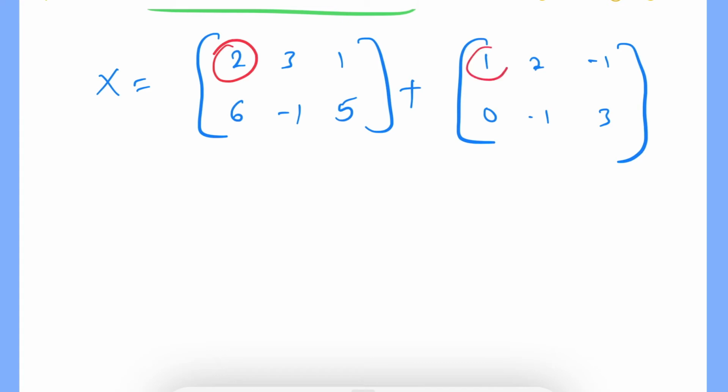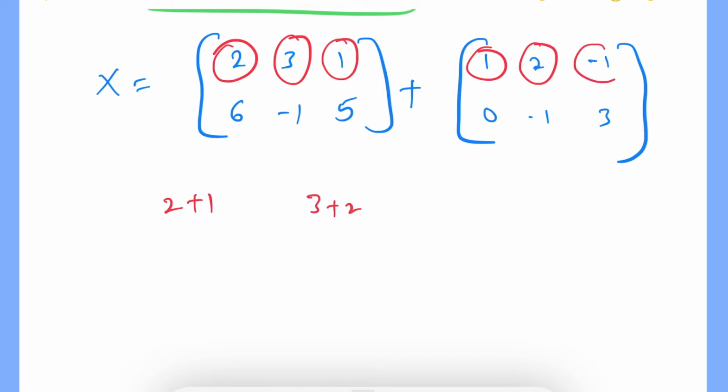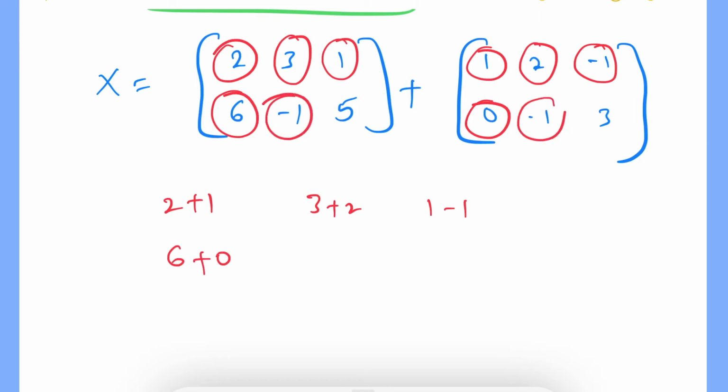First row first column, 2 plus 1. First row second column, 3 plus 2. First row third column, 1 minus 1. Second row first column, 6 plus 0. Second row second column, minus 1 minus 1. Second row third column, 5 plus 3.